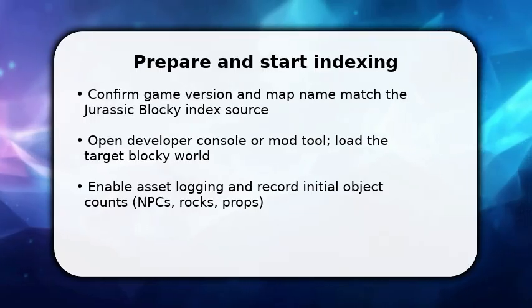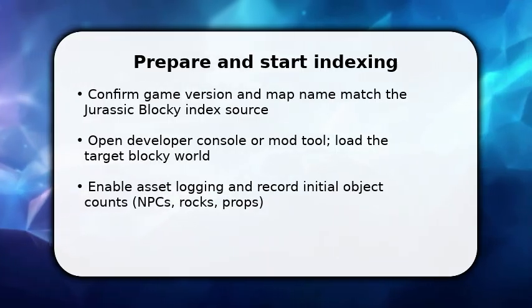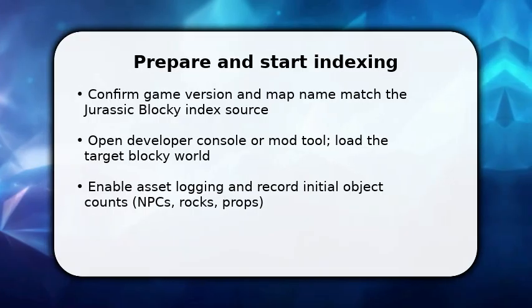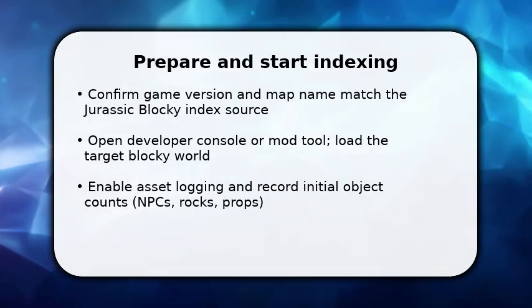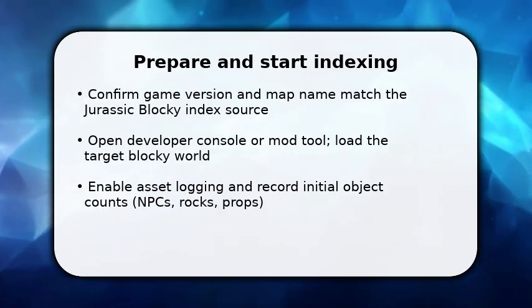You begin by making sure your game version and map name match the index source, because mismatches cause missing entries. Next, open the developer console or your mod tool and load the target Jurassic Blocky world. This gives you live access to objects.